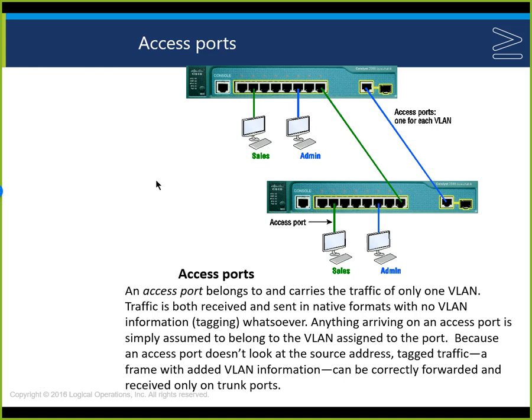Access ports: an access port belongs to or carries the traffic on only one VLAN, and we can say that time and time again. But with one VLAN, traffic is both received and sent in native formats with no VLAN information tagging whatsoever.